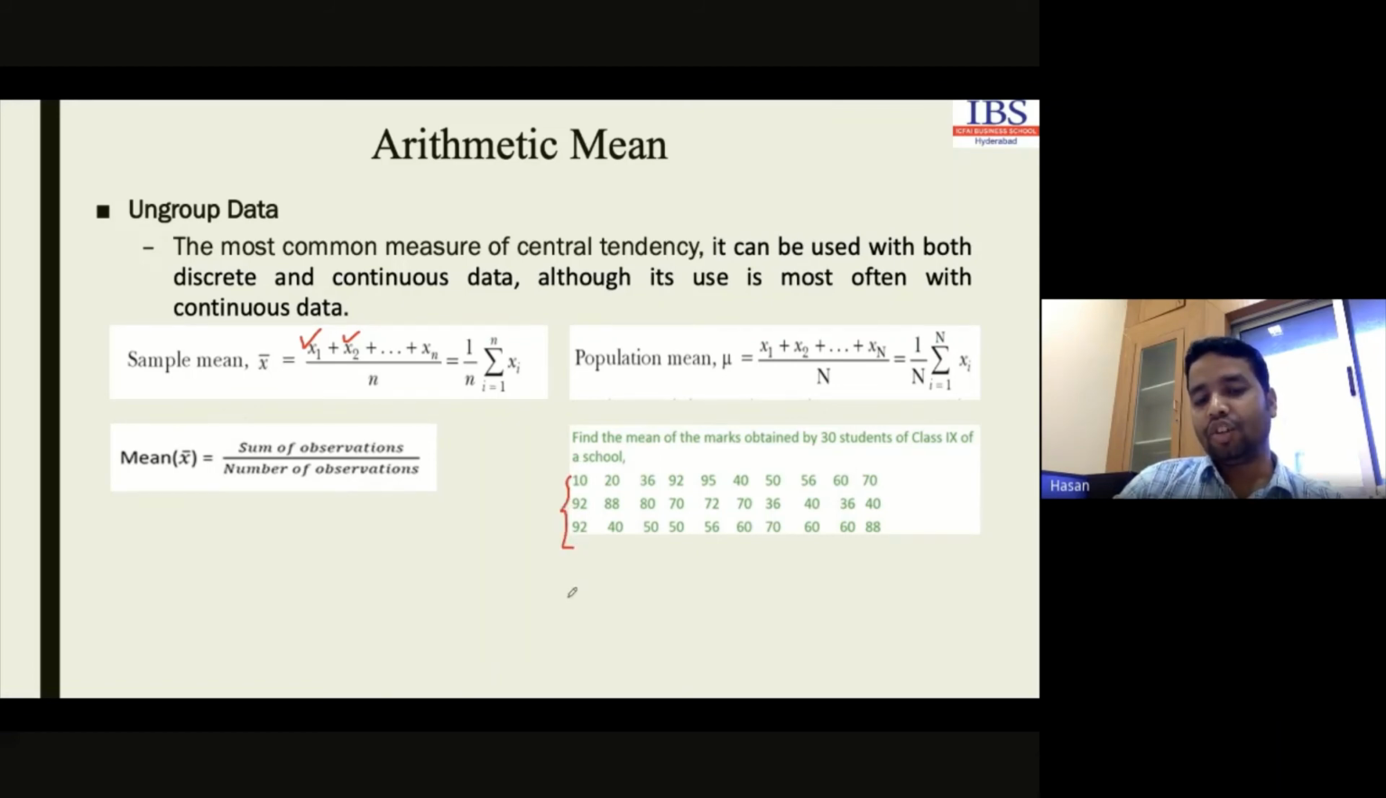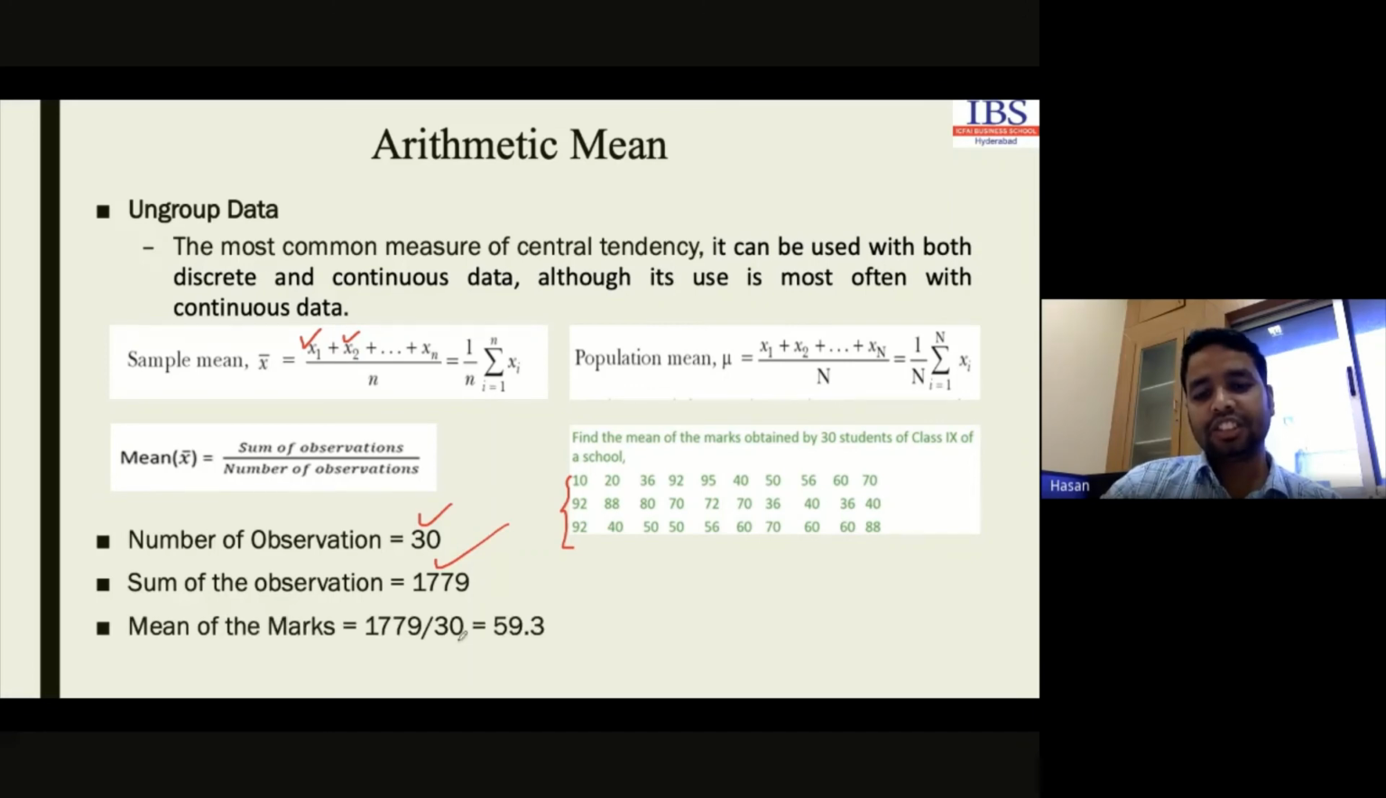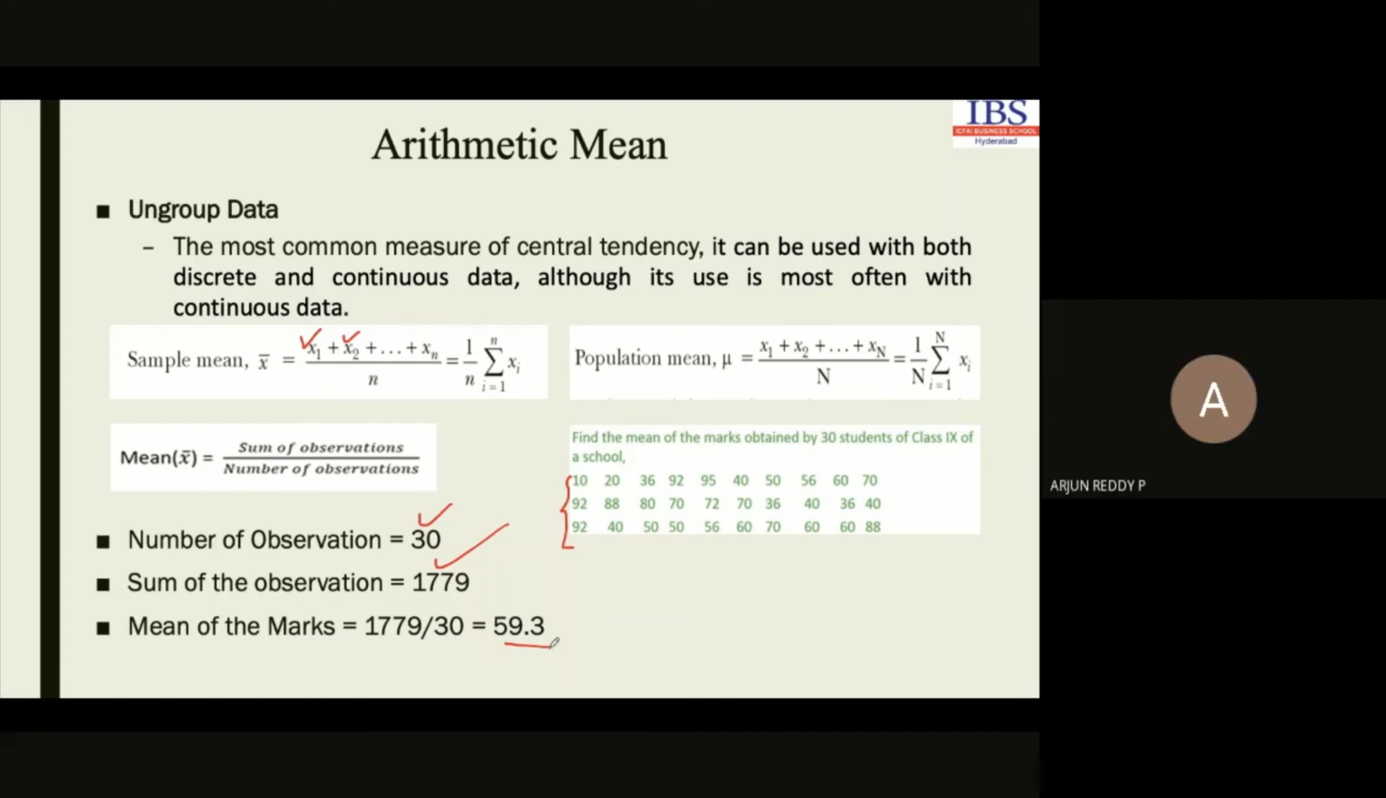So what we have to do here is simply add all the marks: 10 plus 20 plus 36 plus 92 plus 95, like this, up to 88. That means 30 entries are there. So the number of observations is 30, and our total sum of the observations is 1779. To take the average, the rule is simply to divide the total sum by the number of observations. This will be the average. It is very easy, right? Yeah, sir.